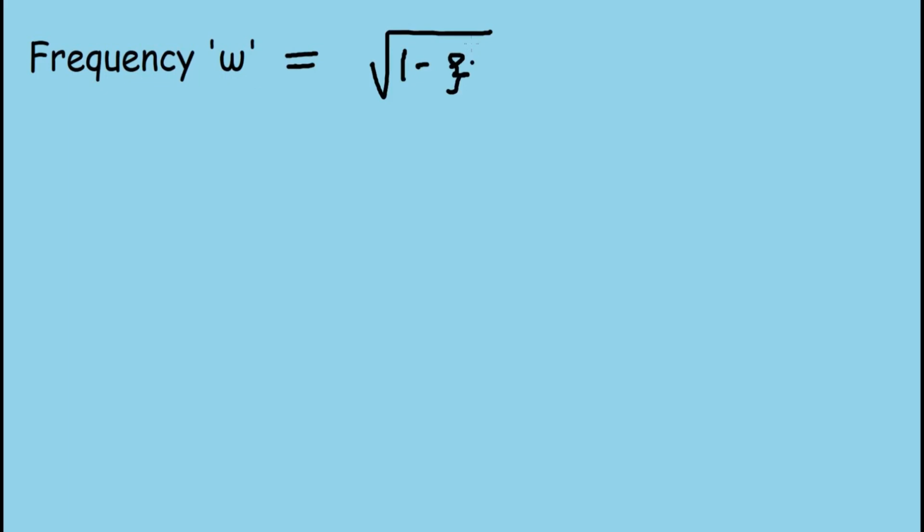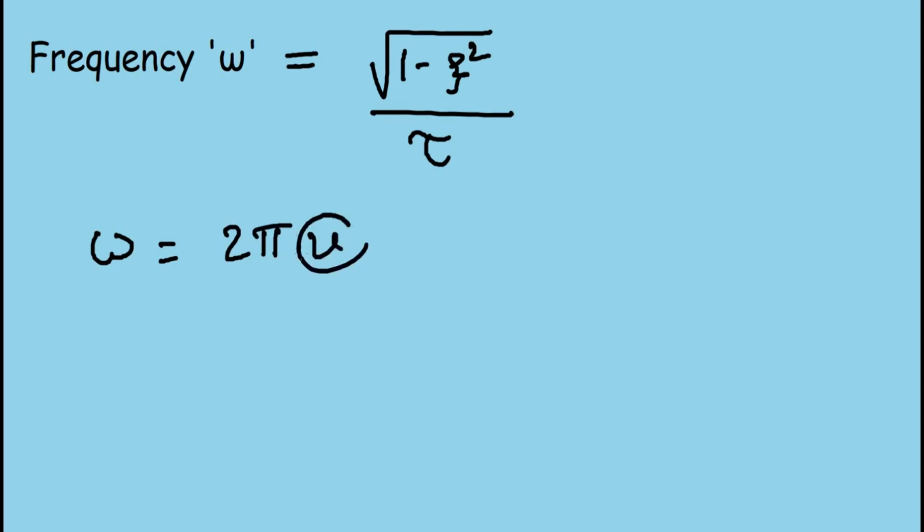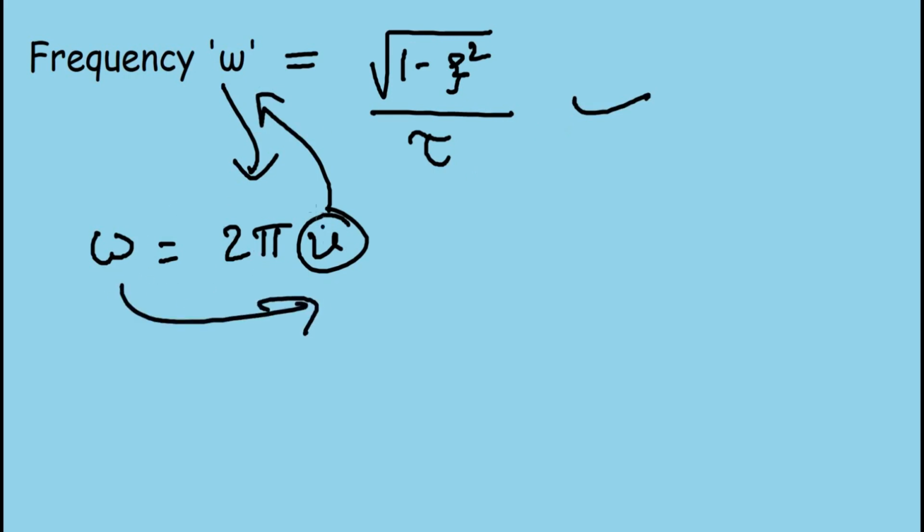Now we will study two important things. First is the frequency omega. This is the angular frequency, given by root 1 minus zeta squared divided by tau, where zeta is the damping coefficient. If you want to find the corresponding linear frequency, we know omega equals 2 pi times nu. This is the linear frequency. So we can easily convert from omega to the linear frequency, and if nu is given, we can also convert to omega likewise.